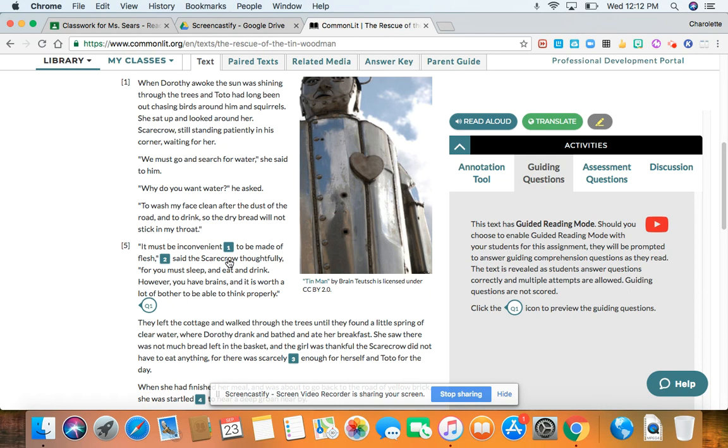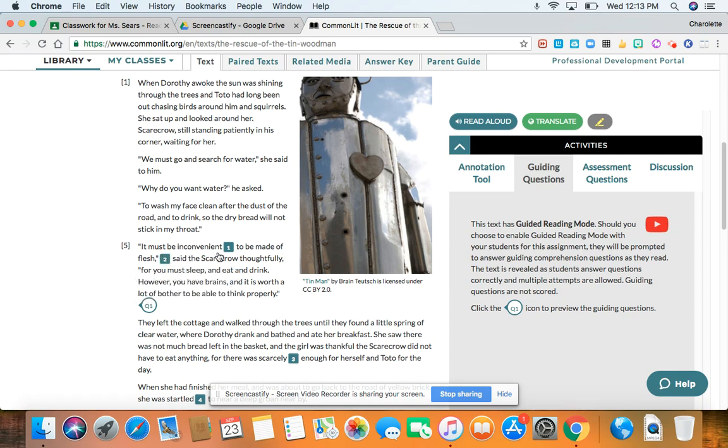It must be inconvenient. Notice these numbers here. This helps you to figure out the meaning of the word. Inconvenient means causing trouble or annoyance. It must be inconvenient to be made of flesh. Flesh meaning the skin, muscles, and fat of a human body.